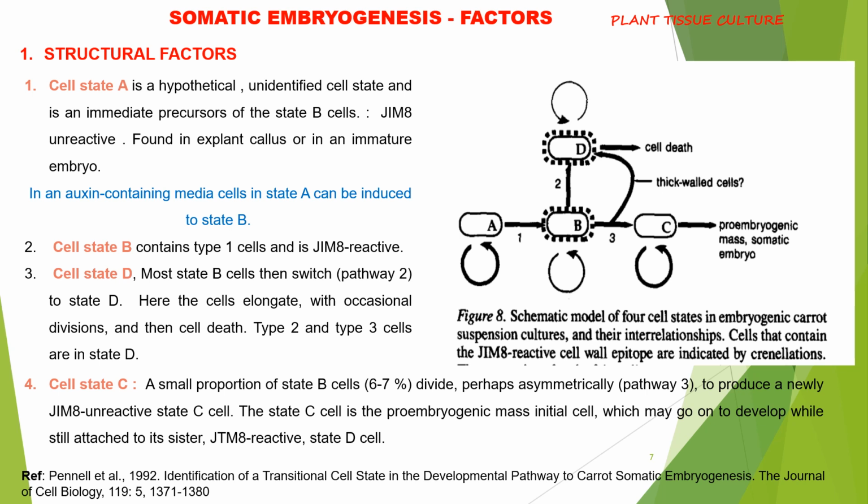Some cells from state B can move to cell state C, possibly after an asymmetric division. The cells in state C do not have the surface antigen and become the pro-embryonic cells while still attached to the sister state D cell.